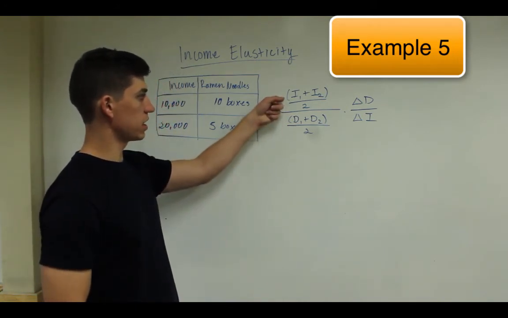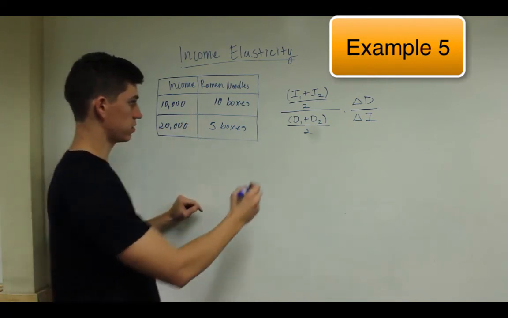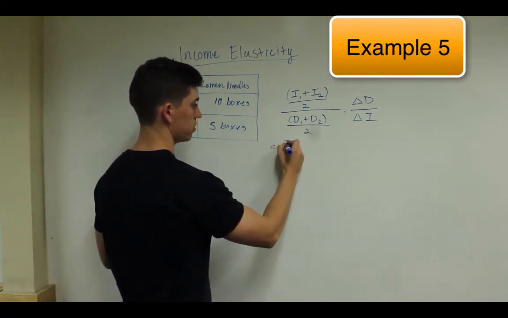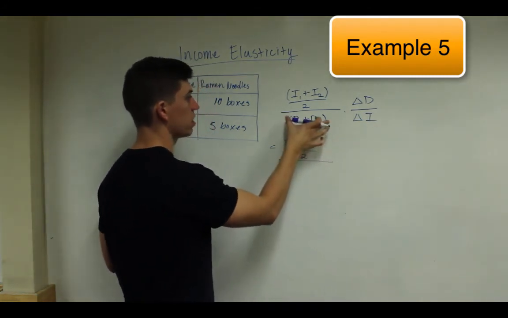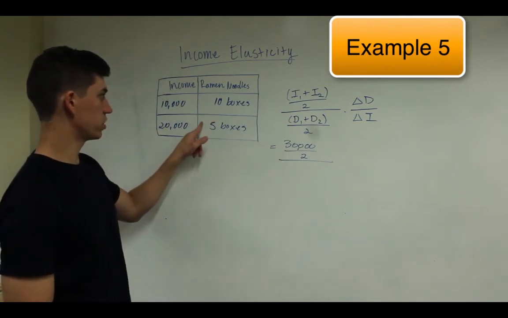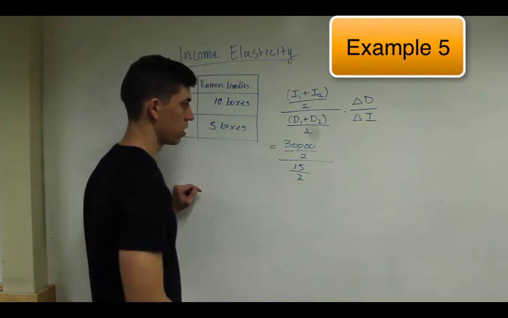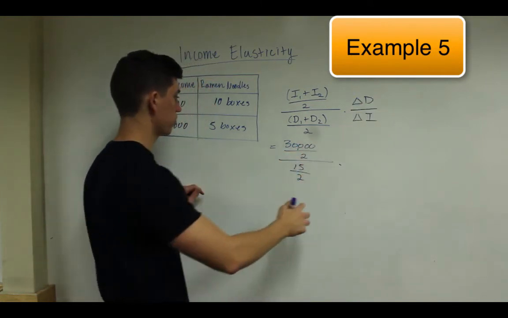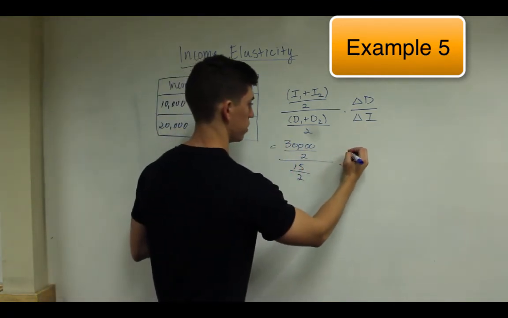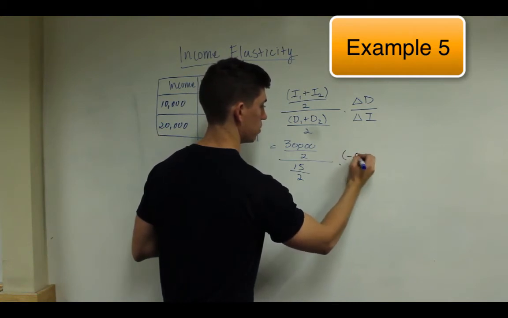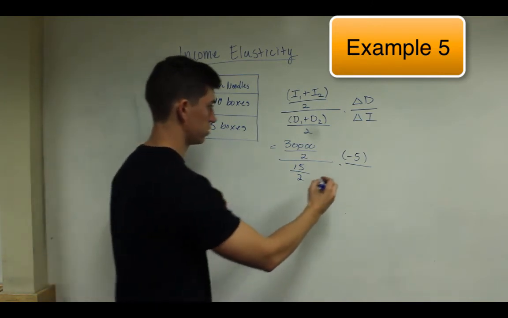So we have I1 plus I2 over 2, which is the midpoint of the incomes. That's 10,000 plus 20,000, so 30,000, divided by 2. That whole thing divided by the midpoint of the two demands, which is 7.5. That's 10 plus 5, 15, divided by 2. Times the change in demand, which is D2 minus D1, so 5 minus 10, so negative 5. Divided by the change in income, so I2 minus I1, so 10,000.